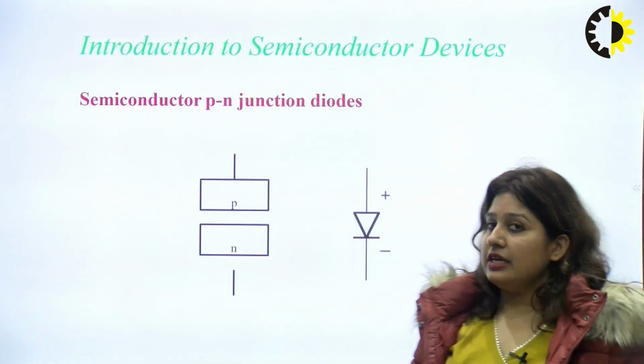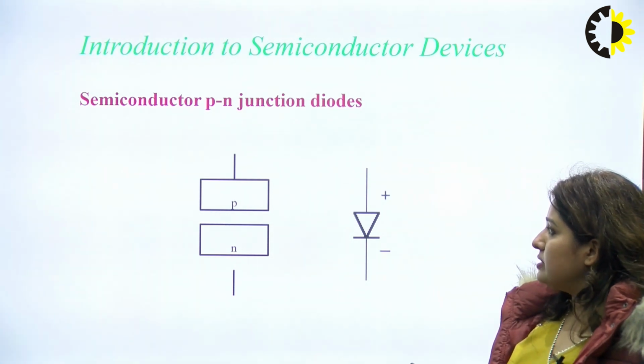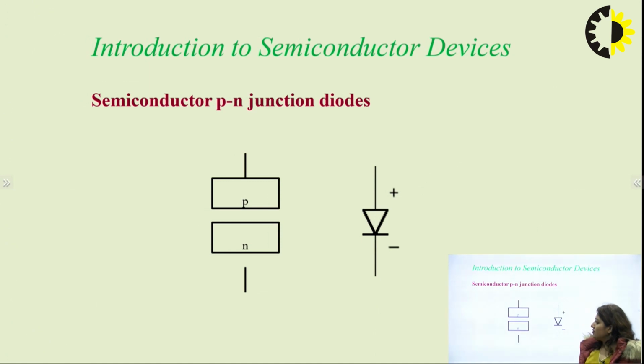So here we can see from the simple diagram that there is a P and N type of semiconductor to make a PN junction. For making a P type of semiconductor, we have to add trivalent impurities, and by that way we can create a P type of semiconductor. For the N type of semiconductor, we have to add a pentavalent type of impurity, and by that way we can create an N type of semiconductor. So by joining both these types of semiconductors, P and N, we can create a PN junction diode.